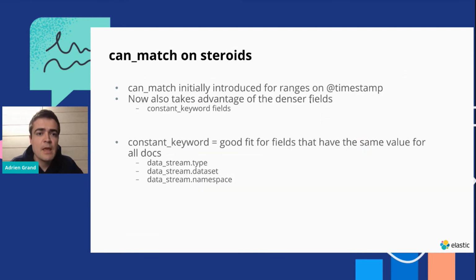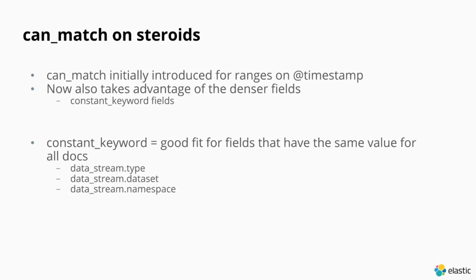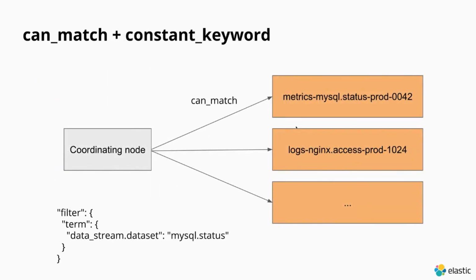So, can match on steroids. So what's can match? Can match is a feature we introduced for timestamp fields so that if you query a narrow range of timestamp, something like the last 7 days, then we would efficiently skip indices that are older than 7 days. And we've generalized this approach so that it would also work on a new field type that's called constant keyword, so that we would skip indices that don't have the right value for that constant keyword field. And that constant keyword is a field type we're now using for the data stream type, dataset, and namespace. Can we go to the next slide that explains how it works?